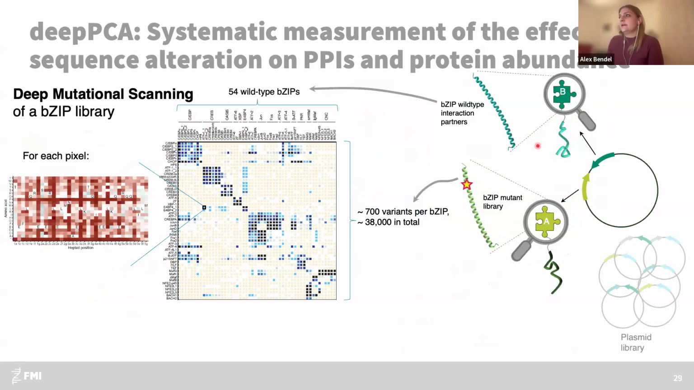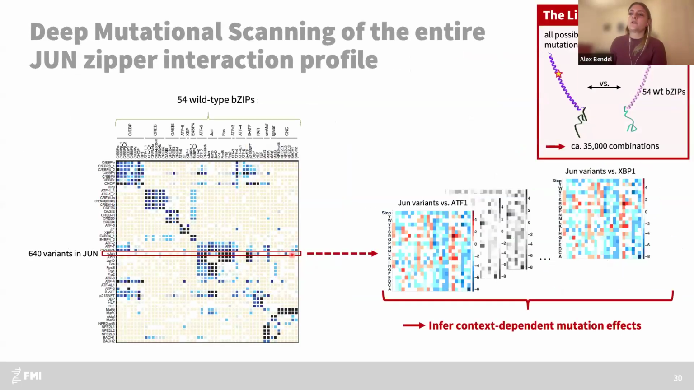We do this in a library screening setup, where from the plasmid we express on one side our bZIP mutant library of all 38,000 mutants in all 54 bZIPs, and on the other side the library of 54 wild-type bZIPs. But before we did this massive venture, we decided to start with a proof of concept where we did this only for JUN, as one of the most prominent members of the bZIP family. So we mutated every possible single amino acid in JUN and then measured the interaction with all 54 wild-type bZIPs.